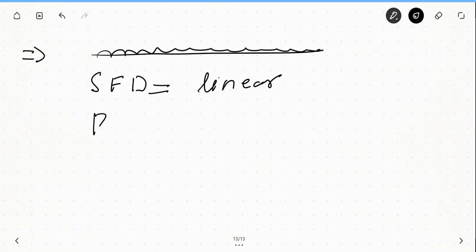Now the bending moment diagram which you will get while solving the question will be parabolic, or second degree equations. Okay, parabolic.